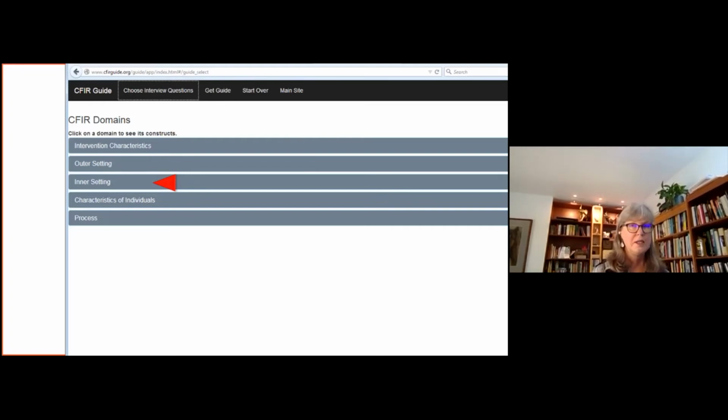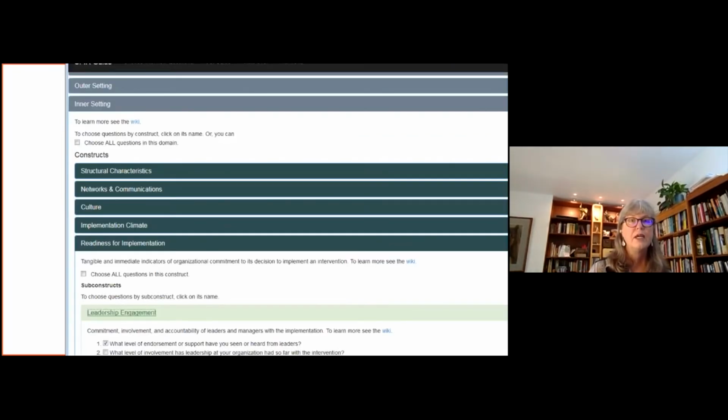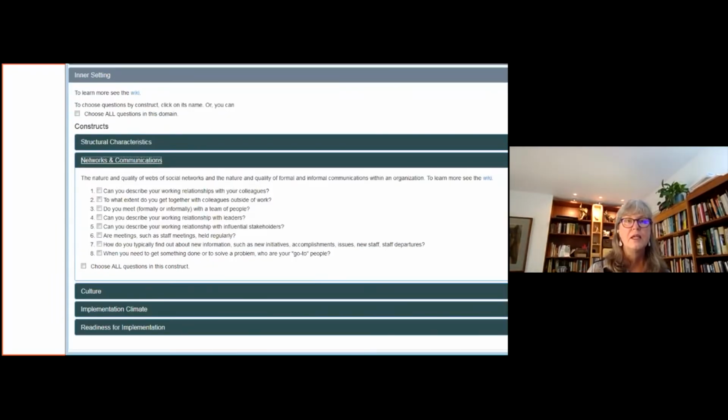And then we need to adjust our interview guides to take that into account. But to start off, we can select the domain, so in this case, the inner setting, and then select a construct, in this case, networks and communications, which is all about the nature and quality of professional connections or relationships between people. In an environment that has very strong positive networks and connections or communications, you can imagine that it would be an easier and more receptive place within which to do implementation, all other things being equal.